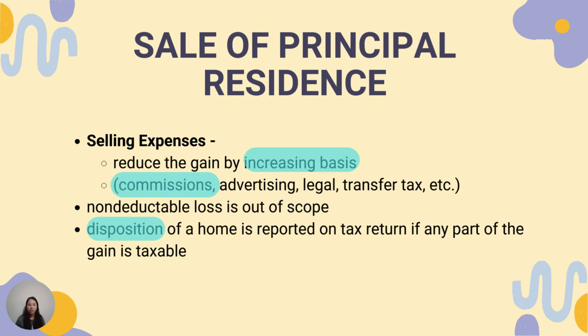Okay, and the last thing you need to know for the sale of a principal residence is selling expenses. And these reduce the gain by increasing the basis. So like we said with stocks and mutual funds, when you're selling a home at this price and you bought it for this price, but you have to include expenses or money that you're paying, your capital gains is getting smaller because you're increasing the basis, or money that you're putting into the sale of a principal residence. These include commissions, advertising, legal transfer tax, things like that. Non-deductible losses for the sale of a principal residence are out of scope for VITA volunteers, and the disposition of a home is reported on the tax return if any part of the gain is taxable.